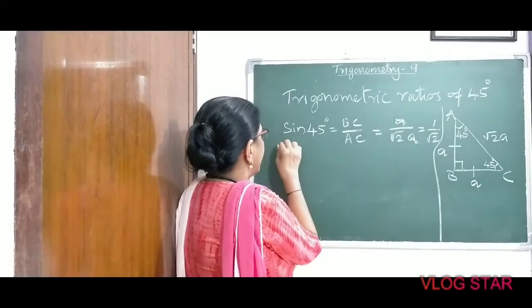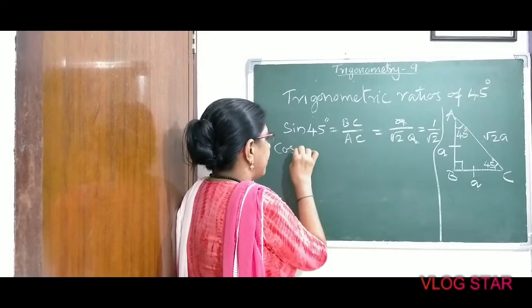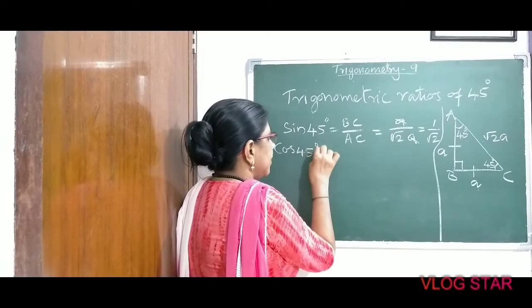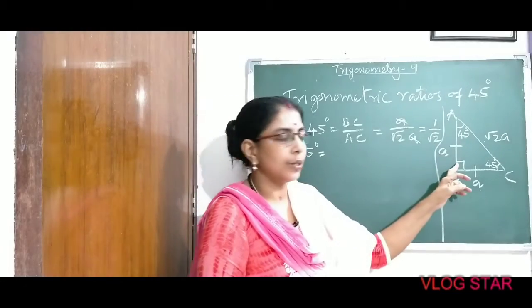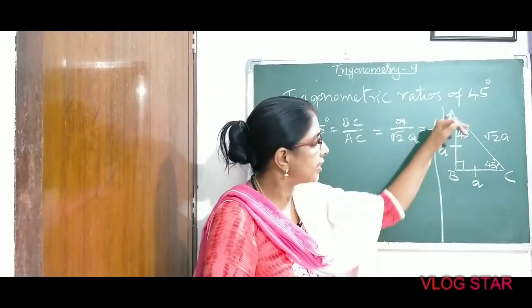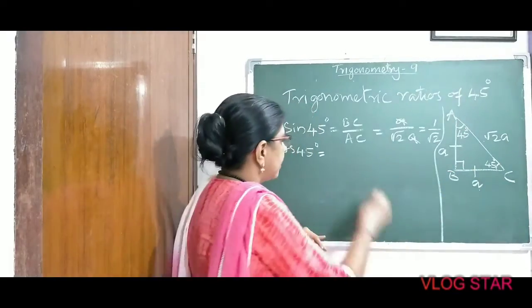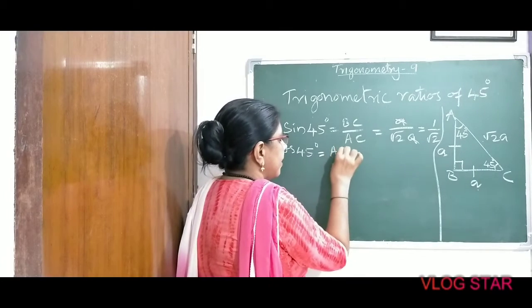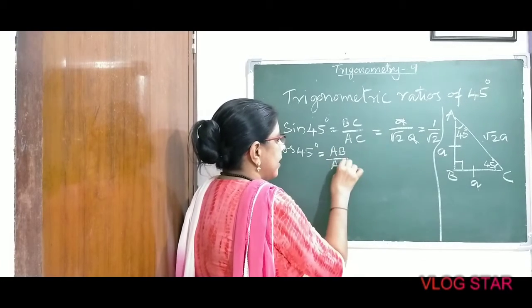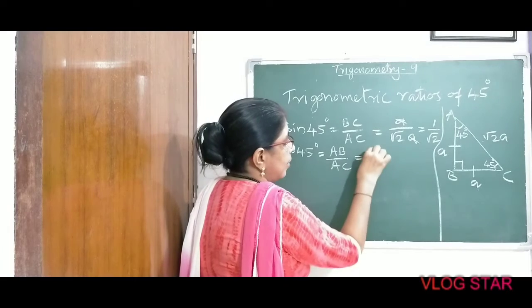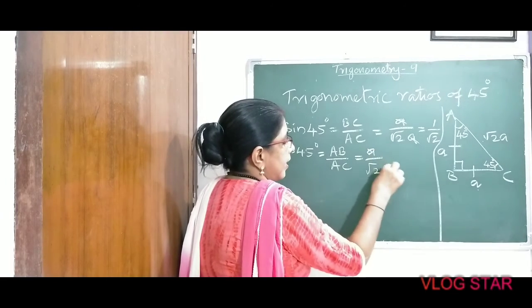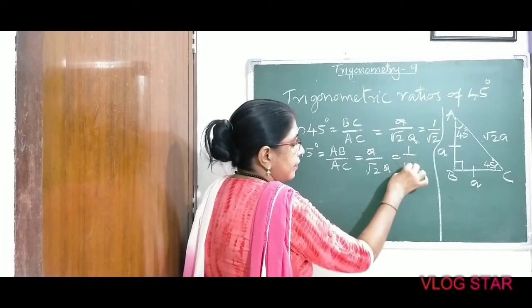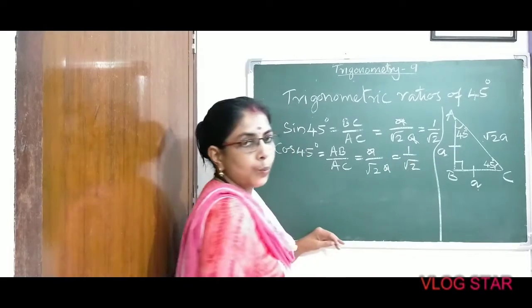Next, cos 45 is equal to, we know that cos of an angle is side adjacent to that angle upon hypotenuse. Here it is AB upon AC. This is equal to A upon root 2 A. A and A get cancelled. Therefore, the value of cos 45 is also 1 by root 2.